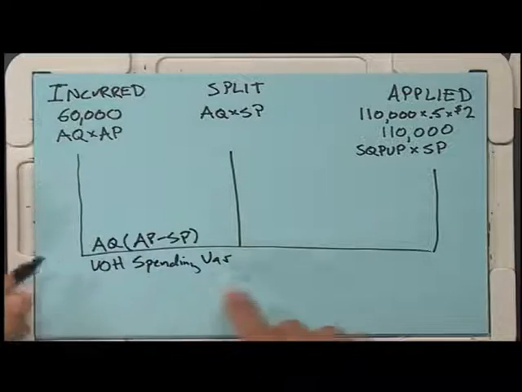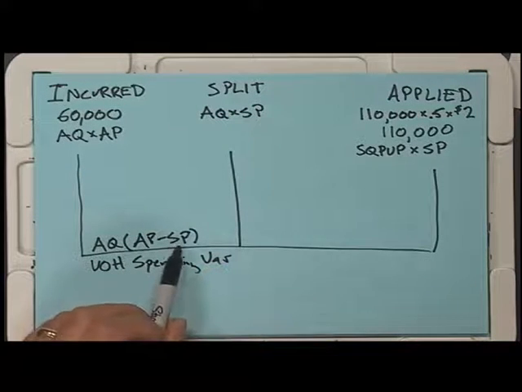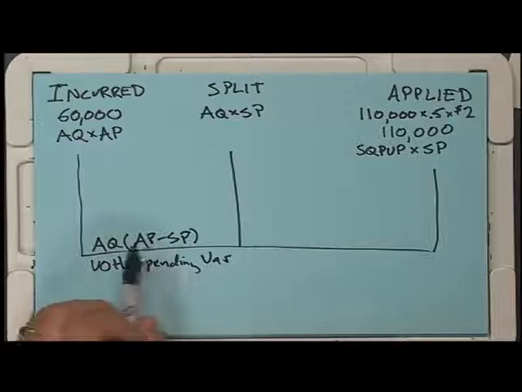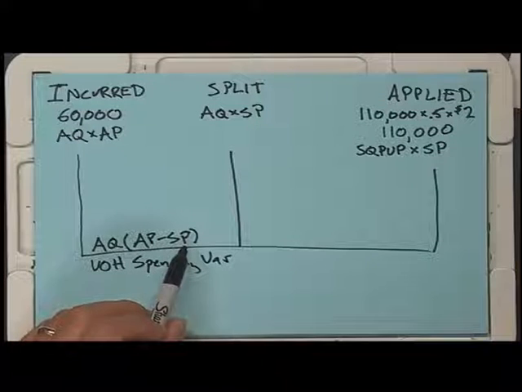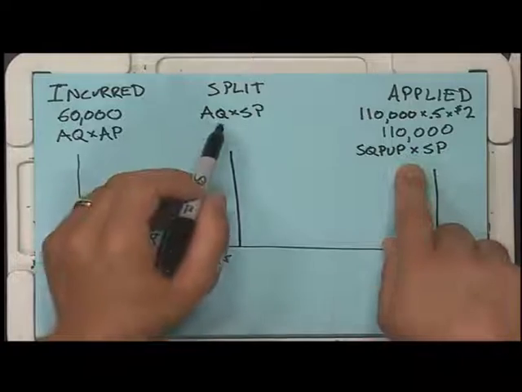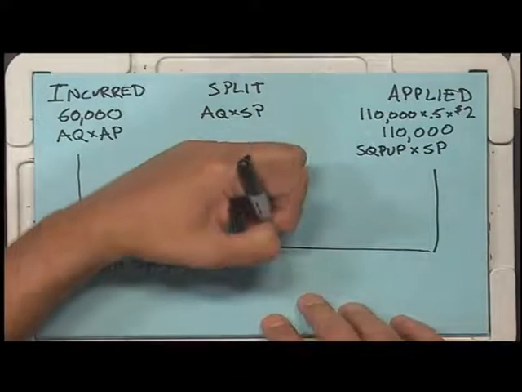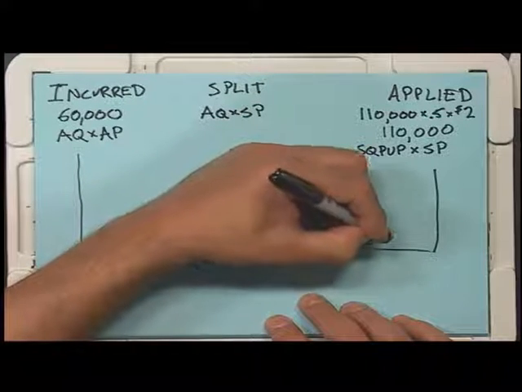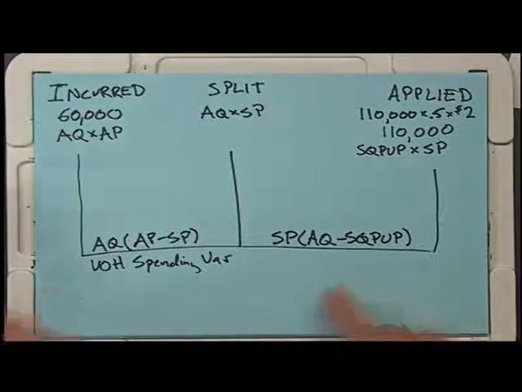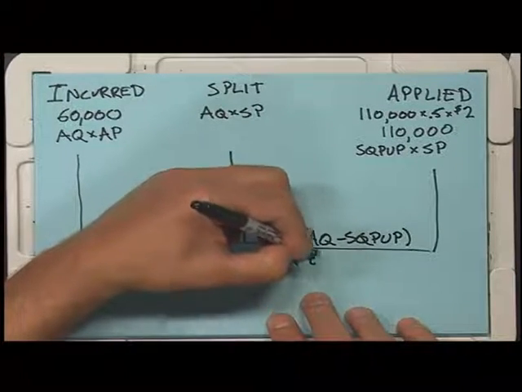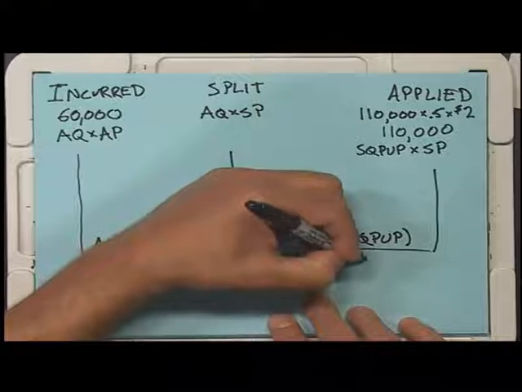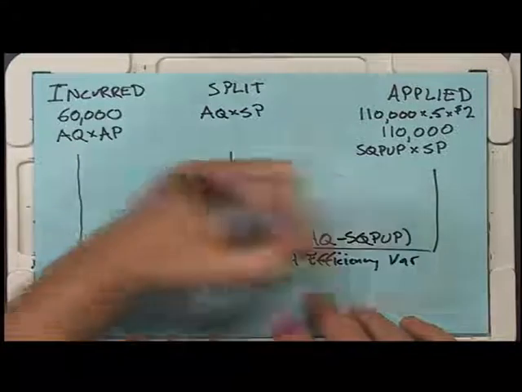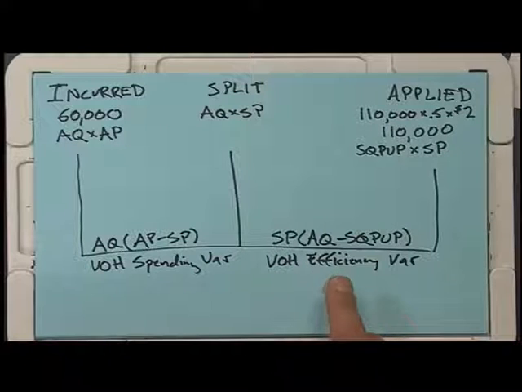So the part we're capturing is called the variable overhead spending variance. And it's really telling us whether the actual price was higher or lower than our predetermined variable overhead rate. And the difference between these two is the standard price times the actual quantity minus the standard quantity per units produced. And this is the variable overhead efficiency variance that gets at the question, did we use our driver as efficiently as we could have?